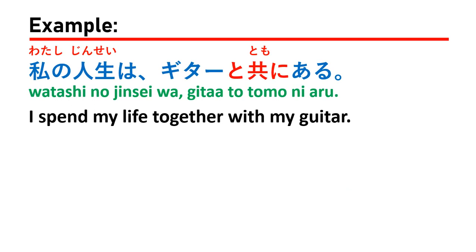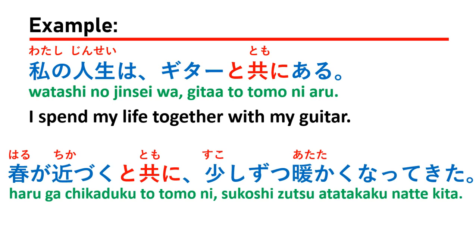You will use ともに when somebody is together with another thing. It has the meaning of somebody with something, somebody with somebody, or two things together. So in this sentence, 私の人生はギターと共にある means I spend my life together with my guitar. That means you enjoy and have fun with the guitar together, you and the guitar. So you can say と共にある.